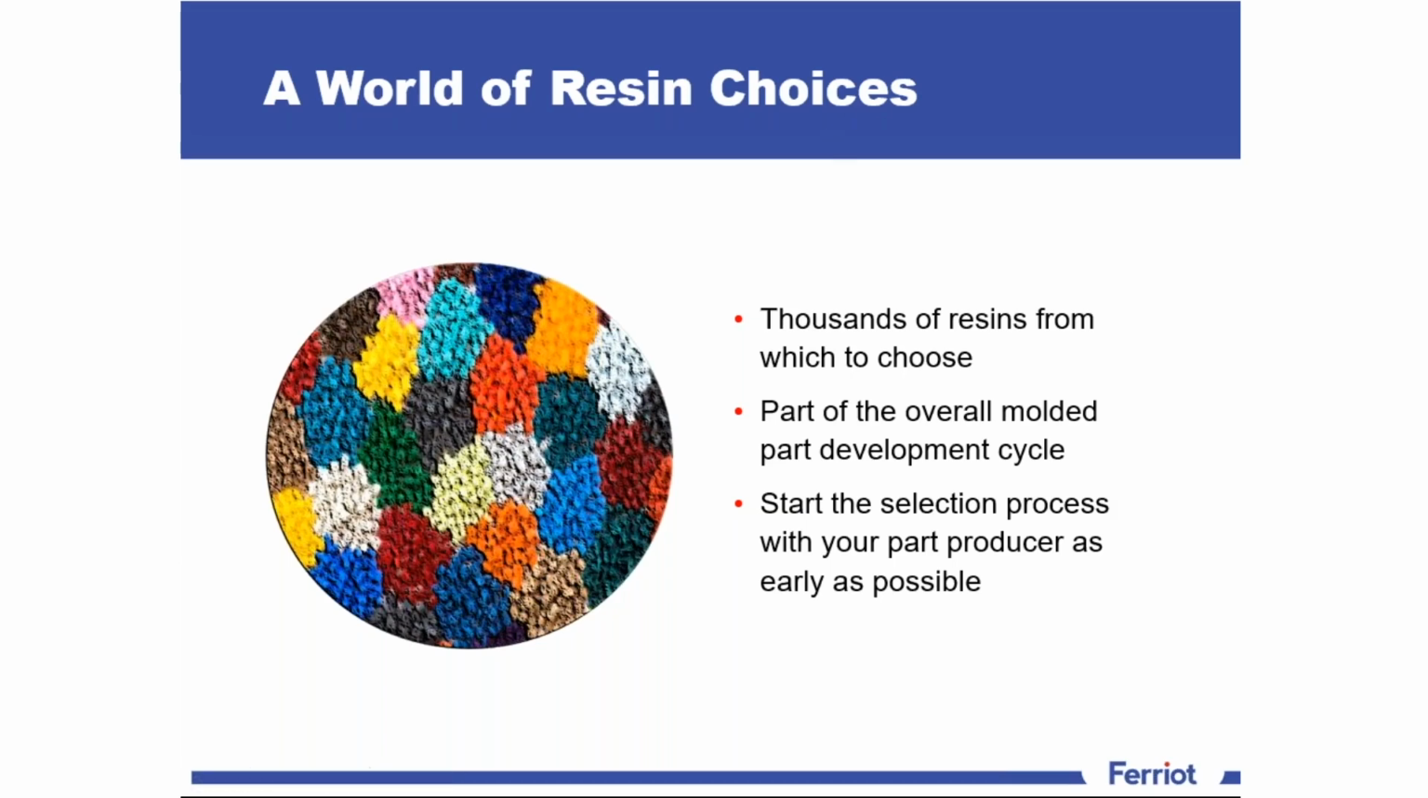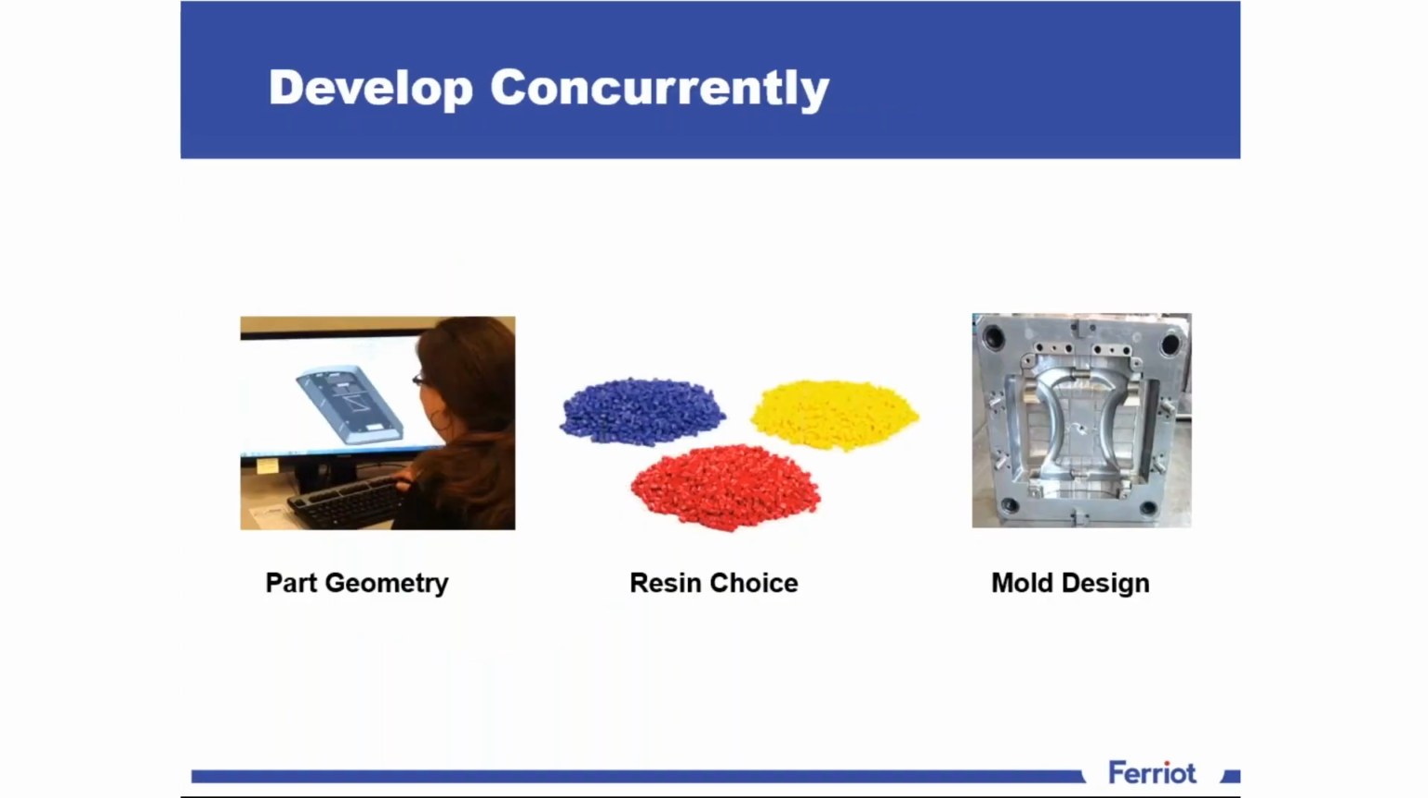The longer you wait to choose a resin, the higher the likelihood of disappointment with some element of the final part. Making resin selection decisions under time pressure can end up costing you more money in the end through less than optimal part quality or appearance, part failures, high rejection rates, or end product recalls. Part geometry, mold design, and resin choice must be developed concurrently.